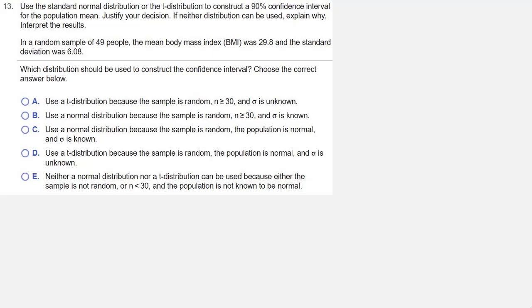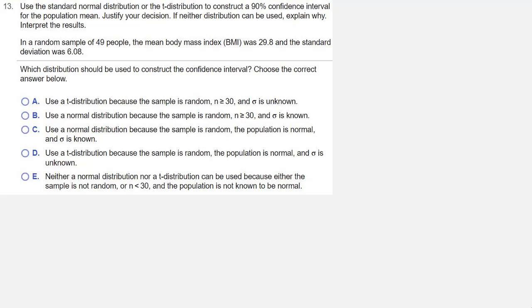Interpret the results. In a random sample of 49 people, the mean body mass index, BMI, was 29.8, and the standard deviation was 6.08. First question, which distribution should be used to construct the confidence interval? Choose the correct answer below.